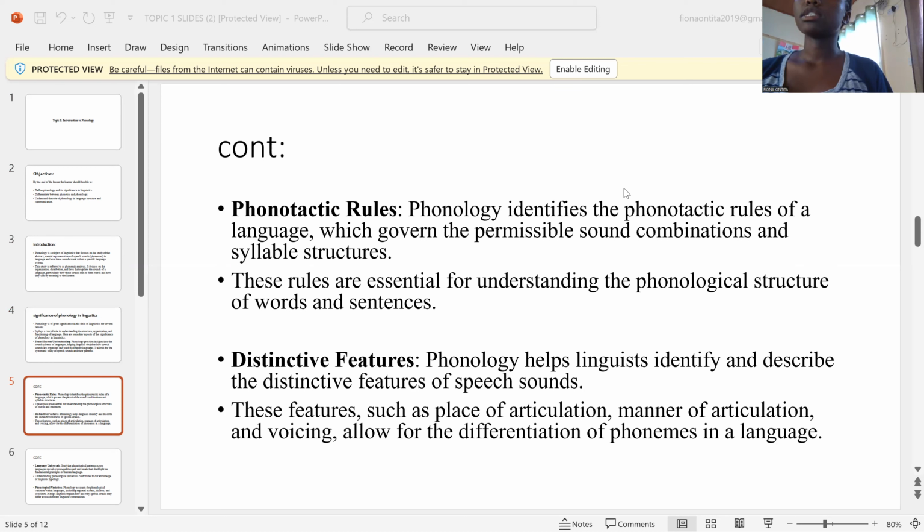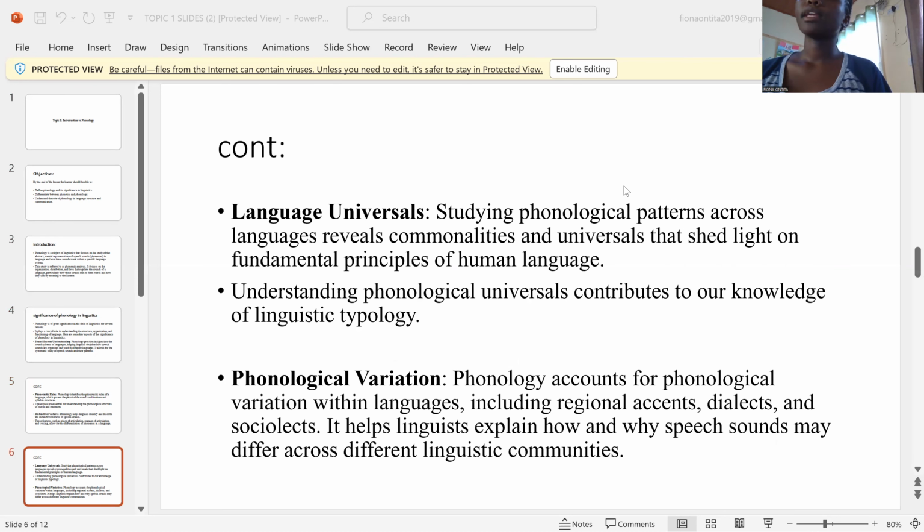Next, we have distinctive features. Phonology helps linguists identify and describe the distinctive features of speech sounds. These features, such as place of articulation, manner of articulation, and voicing, allow for the differentiation of phonemes in a language. We have language universals.